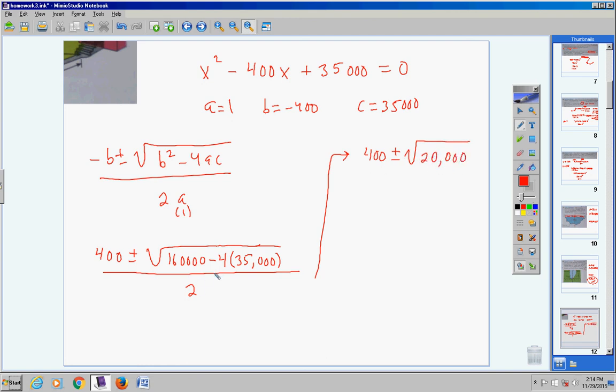Okay, because with 160,000, if you first take 4 times 35,000, you'll get 140,000. So negative 4 times 35,000 is negative 140,000. So 160,000 minus 140,000 would give you 20,000. Now, if you type the square root of 20,000 into your calculator, you're going to get about 141. Now I rounded that, so 400 plus or minus 141 over 2.